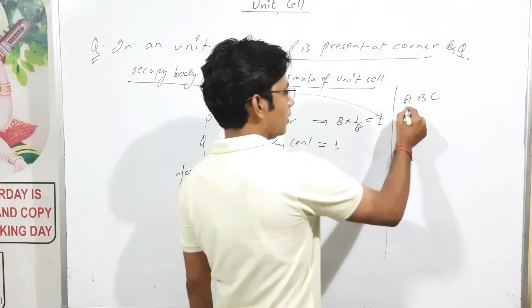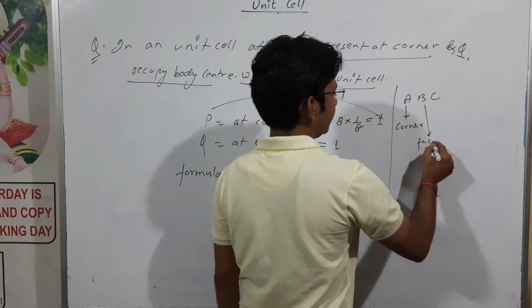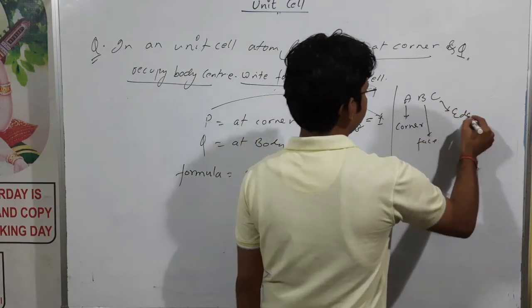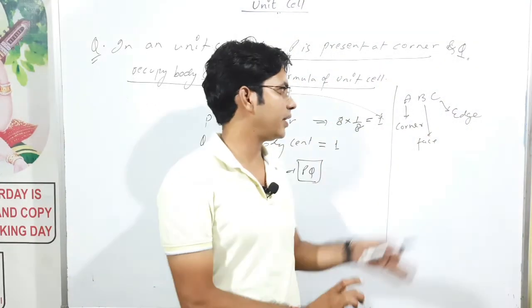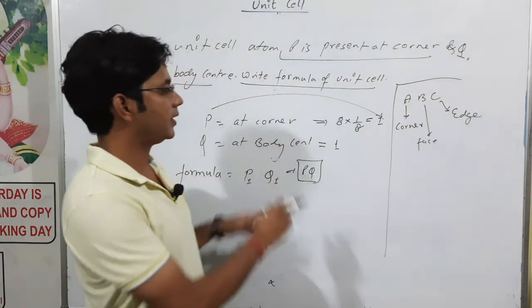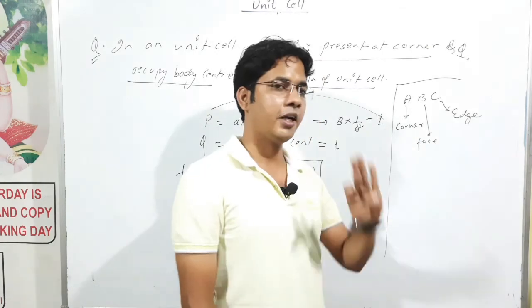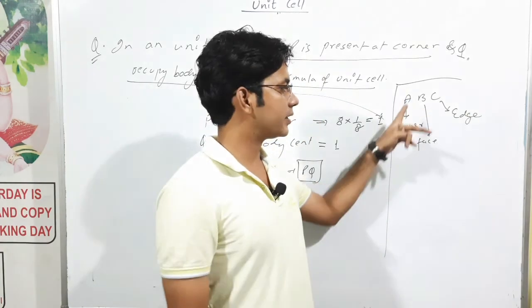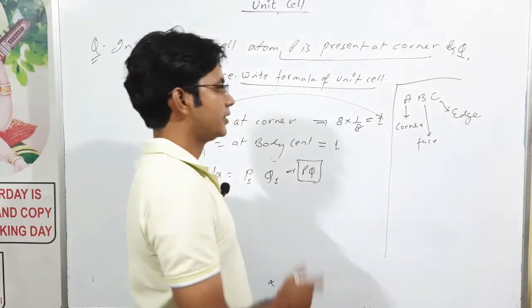In the same case, in a general example, one unit cell is made up of A, B, C. We are assuming A is at corner, B is at face and C is at edge. Write the formula. Okay. This was the solution and we are considering another example. In the next case, we are assuming that it is made up of 3 atoms A, B, C, where A is at corner, B is at face and C at edge. Now write the formula.